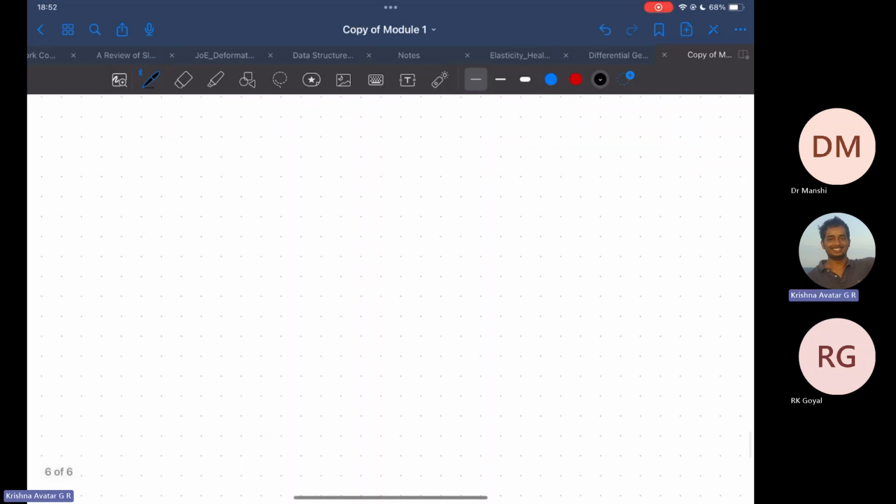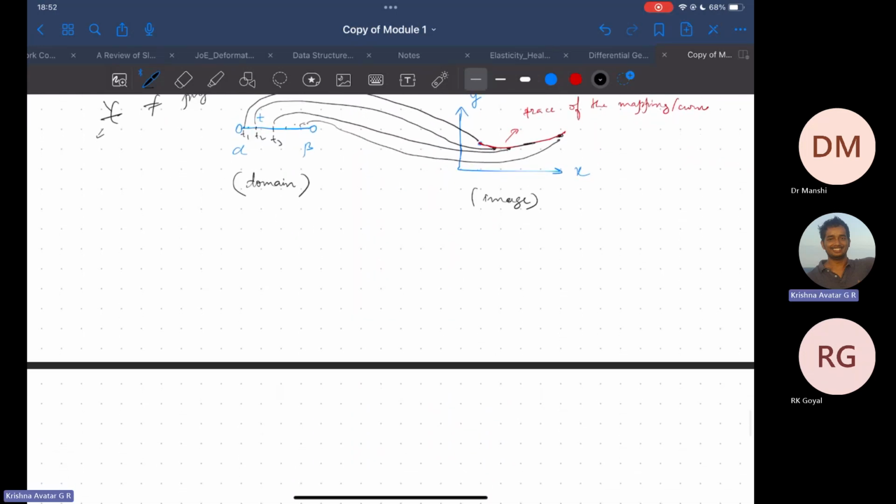And there are certain requirements on gamma vector also. Gamma vector has some restrictions. So what are the restrictions on gamma? The restriction is that gamma vector dot, which means d gamma vector by dt, should never be the zero vector. This must not be the zero vector. Then only we call it regular. Then we call it a regular curve.